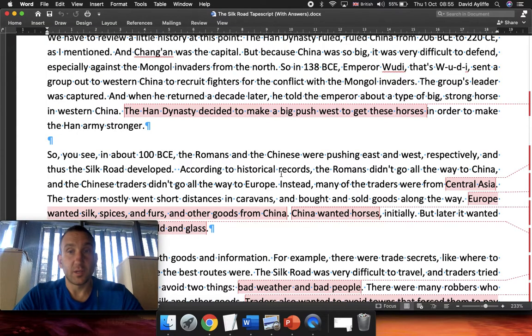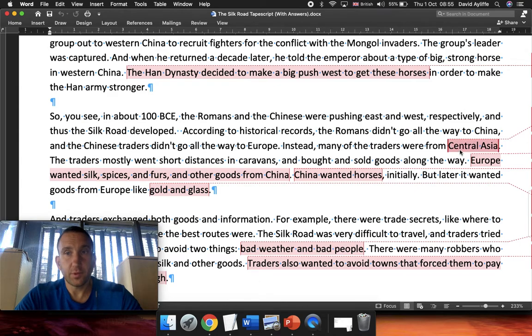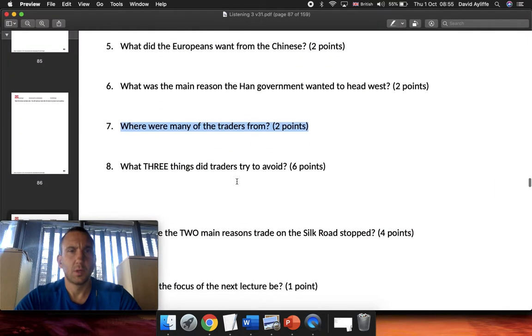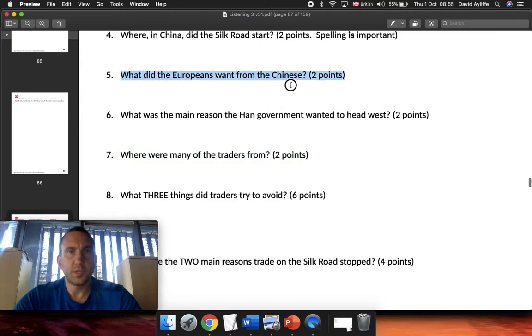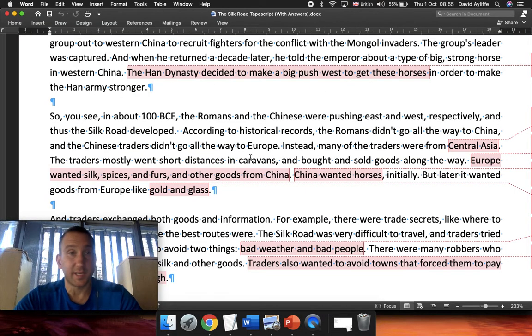Where were many of the traders from? Many of the traders were from Central Asia. Okay, so modern day Kazakhstan, Kyrgyzstan, Uzbekistan, that sort of area. So what did the Europeans want? So we have an extended answer here. So we know that they wanted silk, and here we get a bit more detail. Yeah, spices, fur, other goods from China. Yeah, China wanted horses, but later they also wanted gold and they wanted glass as well. Yeah.